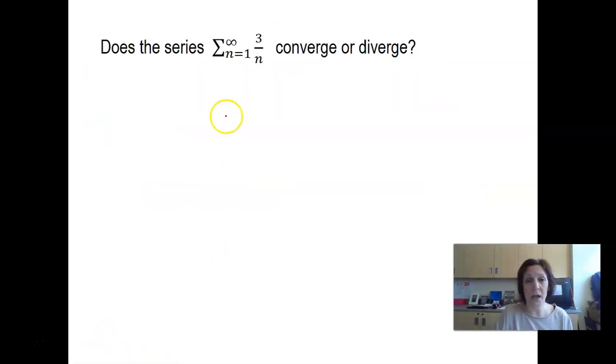Okay. So I'm bringing this one back. We already proved this by direct comparison. When we talked about direct comparison, we said, okay, well, the series 1 over n, that diverges. That's the harmonic series. And this is 3 times that. So if 1 over n diverges, obviously, if you multiply all the terms by 3, it's going to diverge. Infinity times 3 is infinity. But we had to write it out, right?